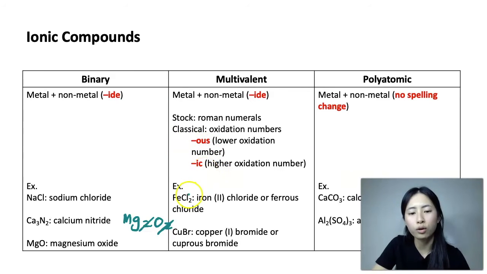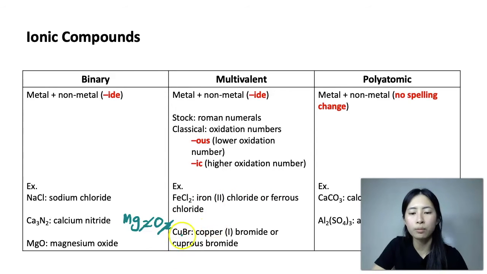So if we're looking at FeCl2, we know that crossing over results in iron having a charge of +2 instead of +3, therefore iron is taking the lower charge such that it's now iron(II) chloride or ferrous chloride.